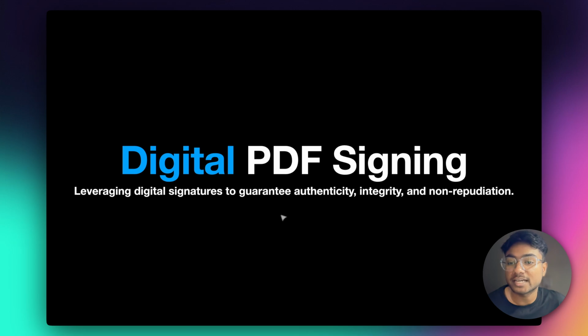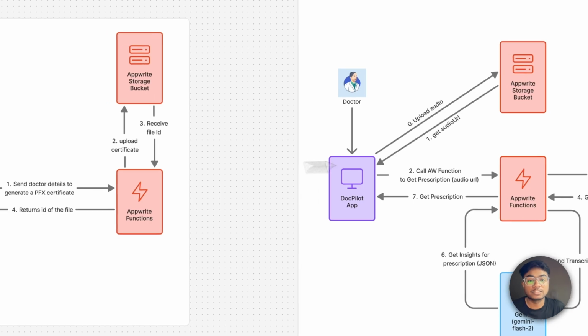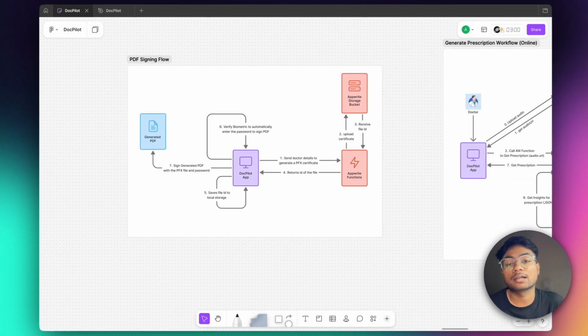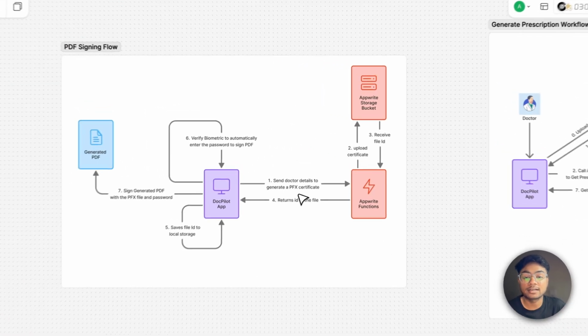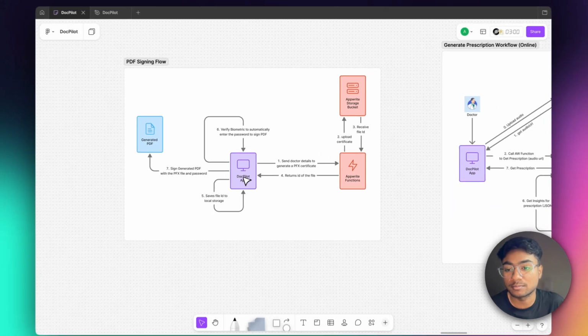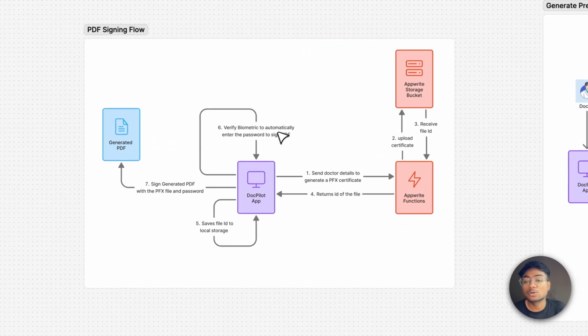Now, digital PDF signing is what I would like to implement in the app, leveraging digital signatures to guarantee authenticity, integrity, and non-repudiation. Let me give you more context over this. So the generated PDF over here, which was pending the digital signature, would be used here. Every doctor would have a PFX certificate assigned to him. This PFX certificate would be stored in the app, and we only store the file ID of the PFX certificate here, and this PFX certificate would be used along with a biometric to sign the PDF.